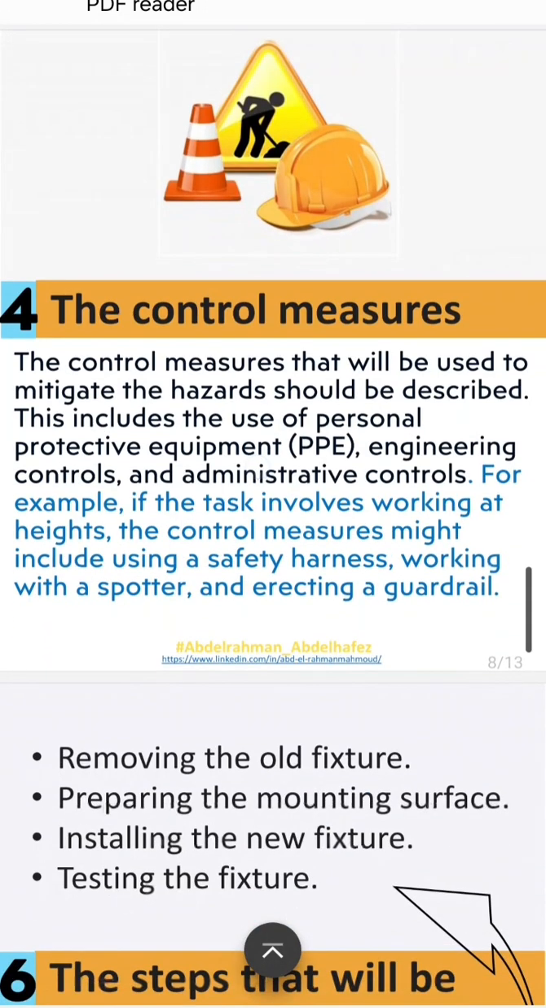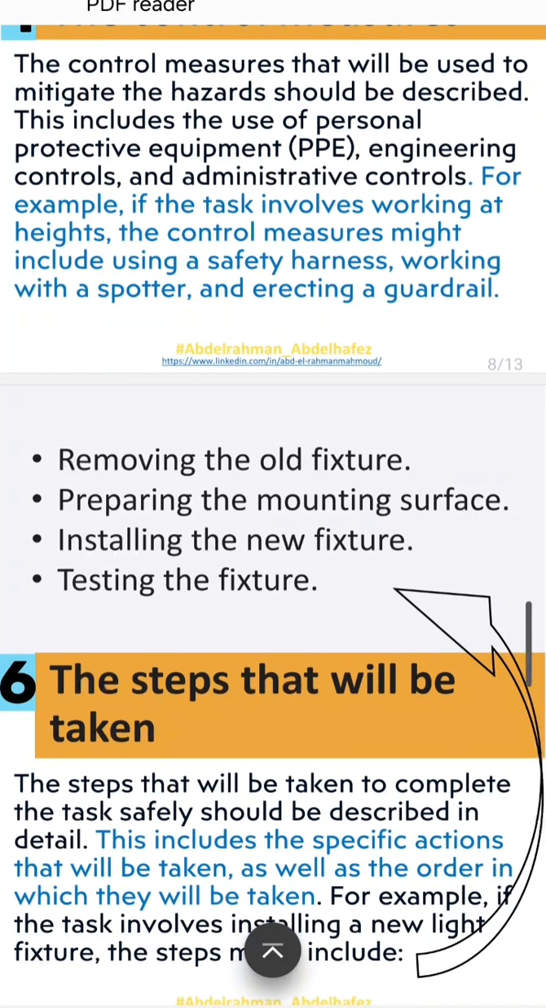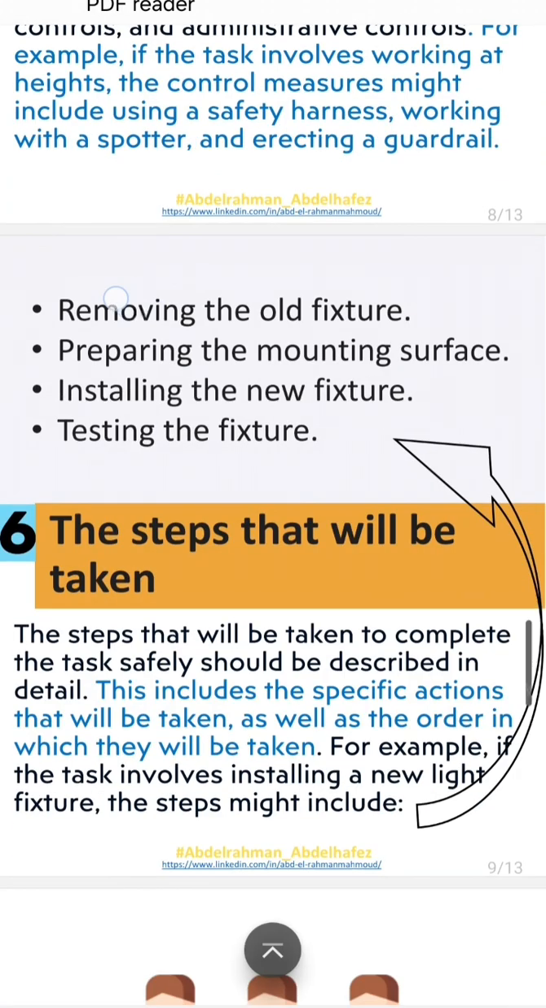And the fourth is the control measures. The control measures that will be used to mitigate the hazards should be described. This includes the use of personal protective equipment, PPE, engineering controls, and administrative controls. For example, if the task involves working at height, the control measures might include using a safety harness, working with a spotter, and erecting a guardrail.